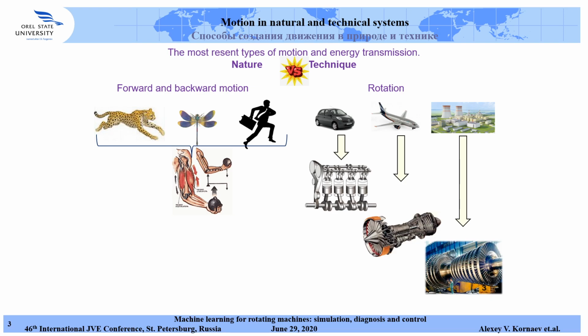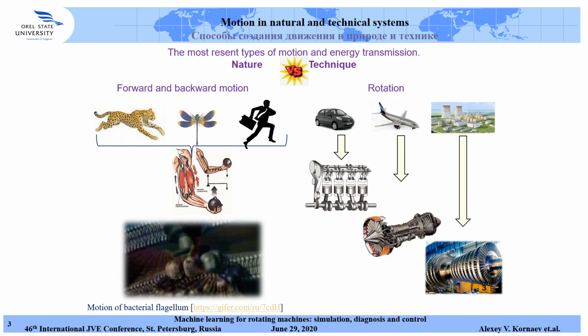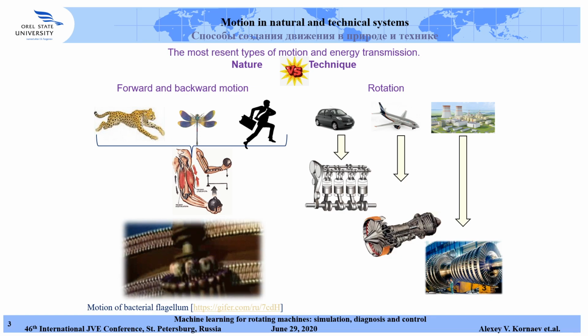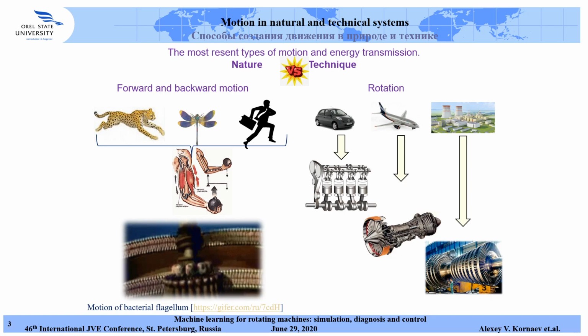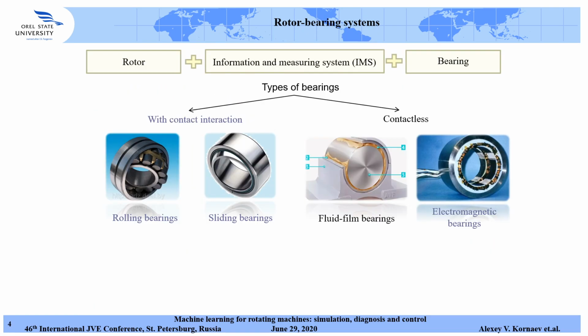Actually, it's hard to find some machine with high speed motion without rotation, but it's much harder to find some natural rotor system. I can give you a minute to try to remember some animal who has wheels or some bird with turbine. However, rotor systems exist in nature on a micro level. The following discussion concerns the machines.